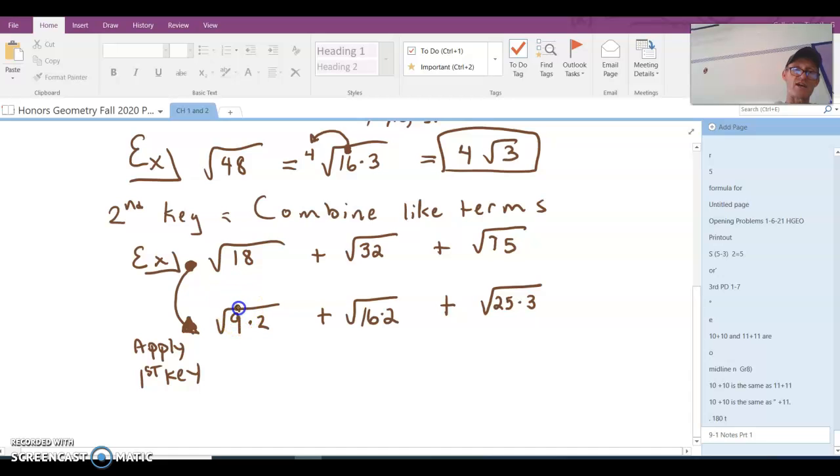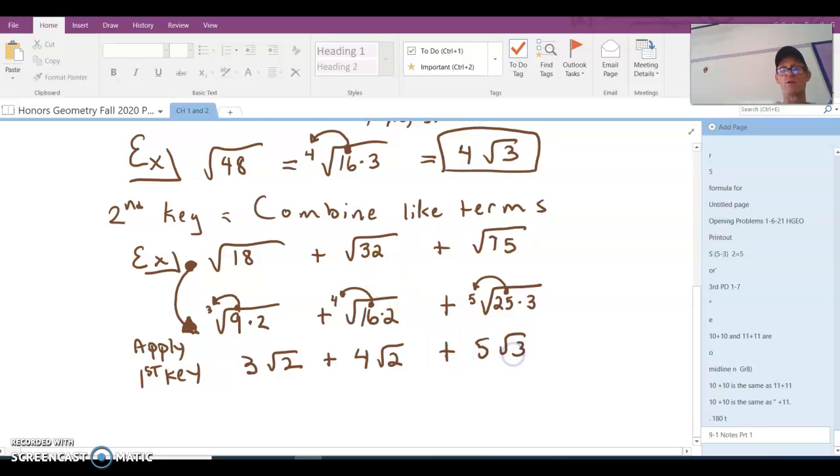The 9 comes out as a 3. The 16 comes out as a 4. And the 25 simplifies and comes out as a 5. So this expression is now 3 times the square root of 2, which is equal to the square root of 18, plus 4 times the square root of 2, which is equal to the square root of 32, plus 5 times the square root of 3.